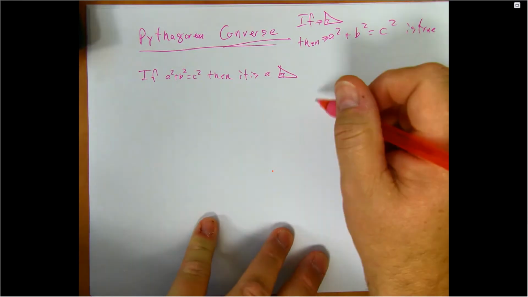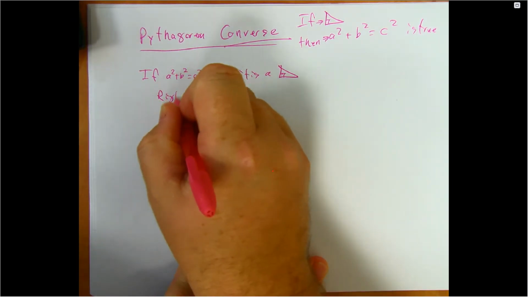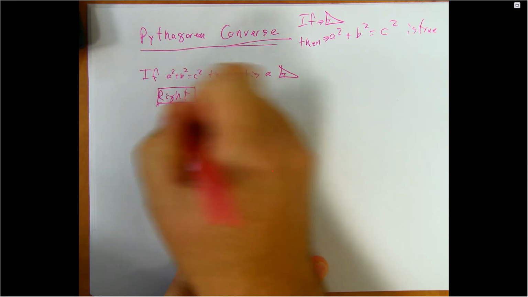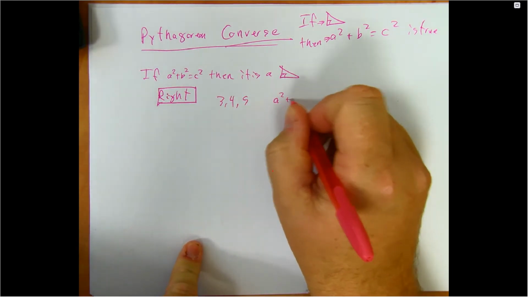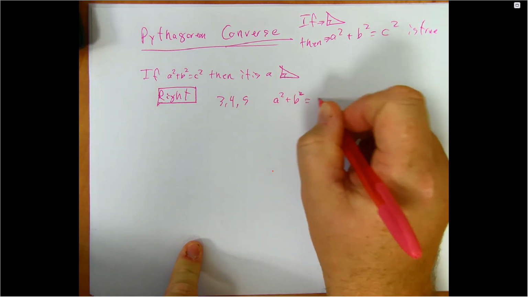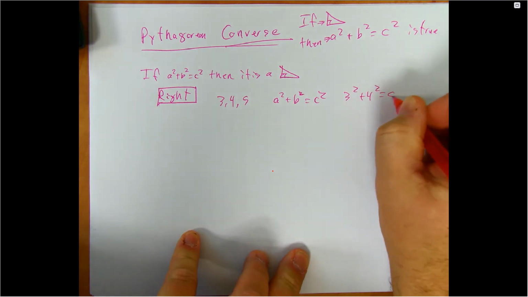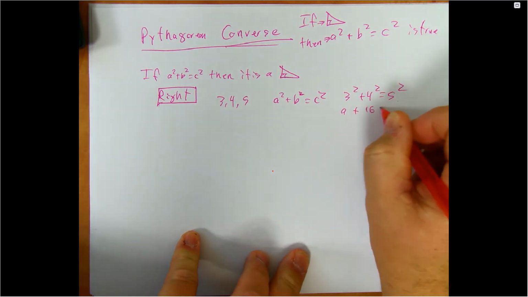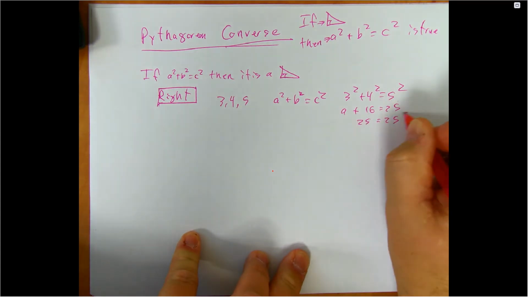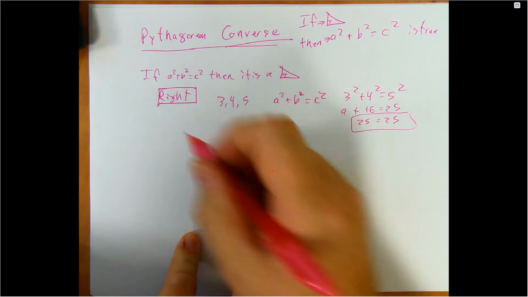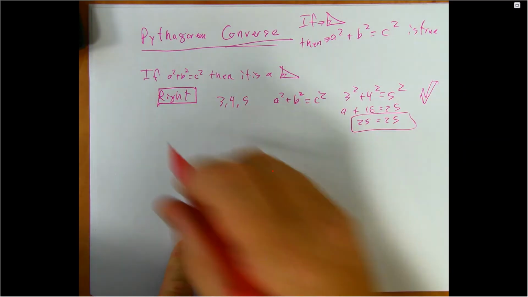So, for example, in this case, I want to see if I have a right triangle here, and I'm going to use 3, 4, 5. So I'm going to say a squared plus b squared equals c squared, which is 3 squared plus 4 squared equals 5 squared. 9 plus 16 equals 25. Does 25 equal 25? Yes, it does. Check. So it is definitely a right triangle.